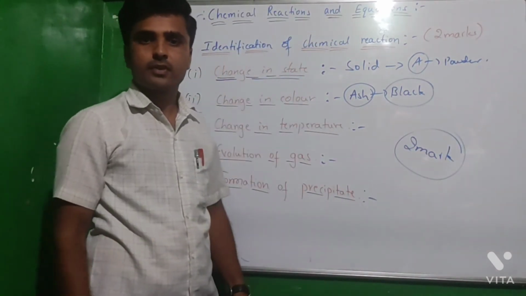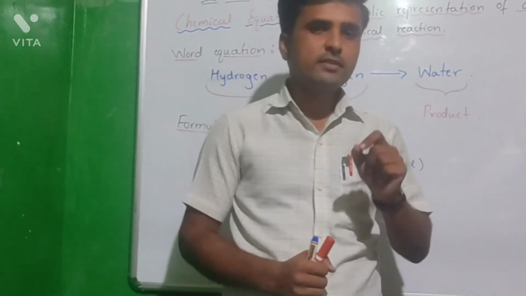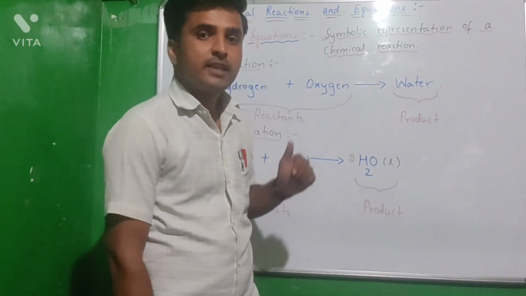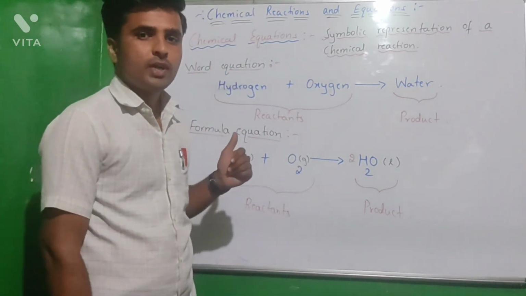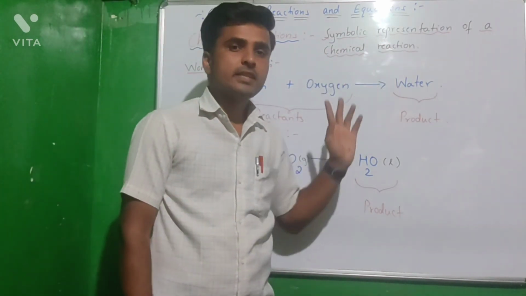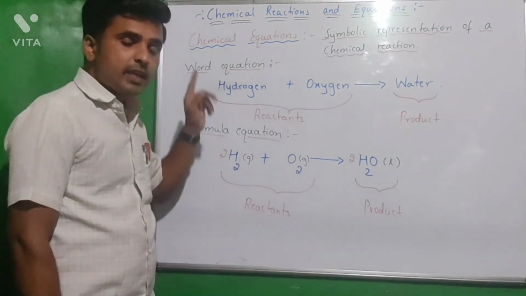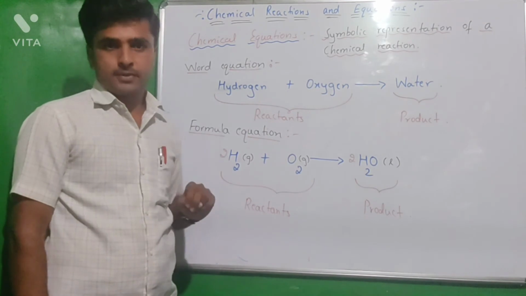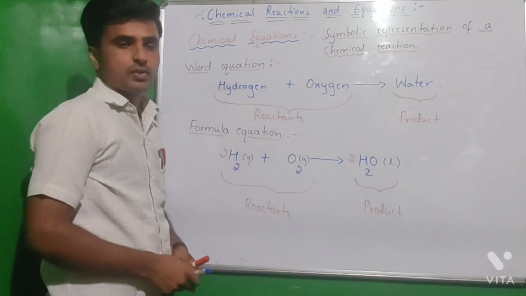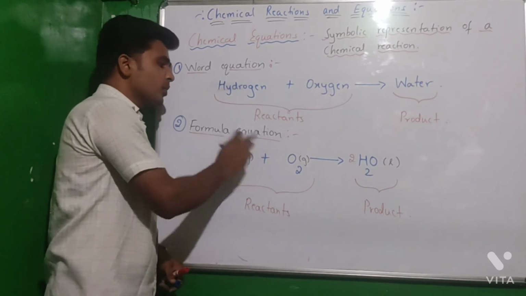Very important. Yes, the next topic is chemical equation. What is a chemical equation? Very simple. A chemical equation is the symbolic representation of a chemical reaction. And each and every chemical equation has 2 types. Those are the word equation and the formula equation.